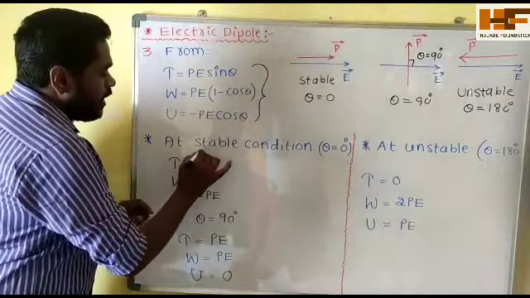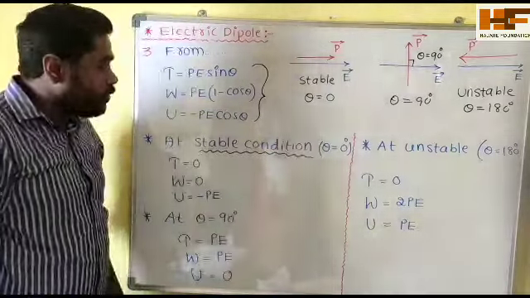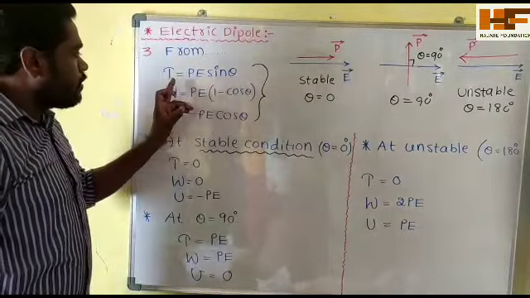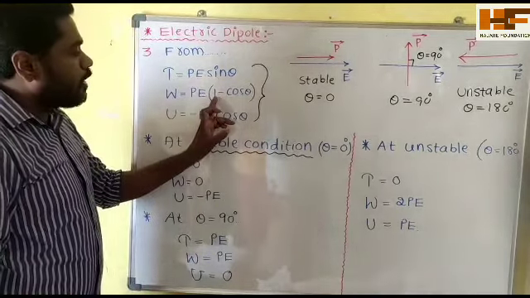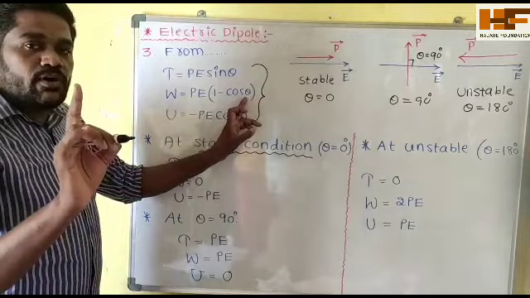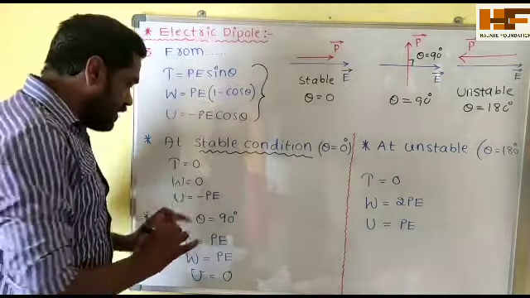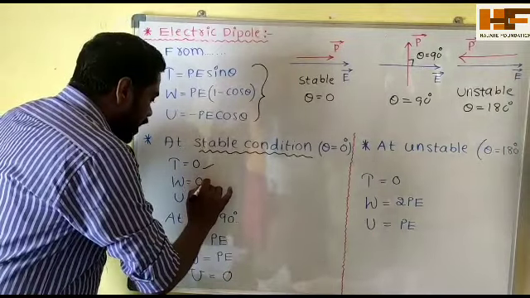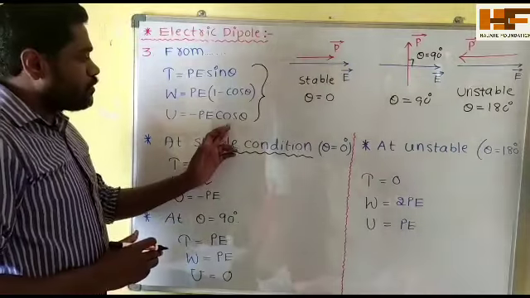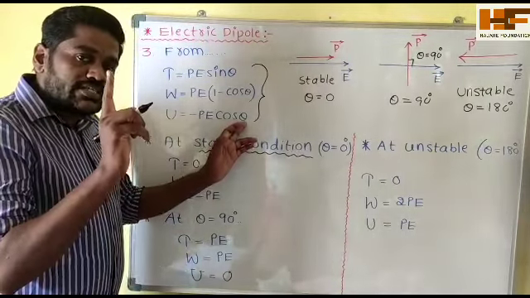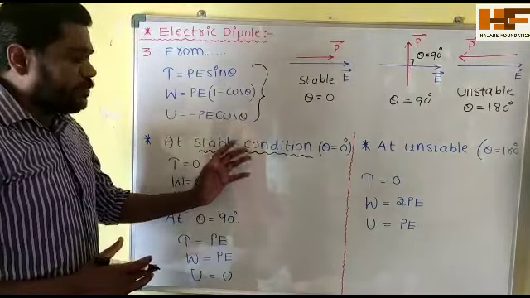At the stable condition, theta is equal to 0. When you substitute theta is equal to 0, tau becomes 0. Now work: you substitute 1 minus cos 0. Cos 0 value is 1, and 1 minus 1 is 0. 0 into anything, work is also 0. Torque is 0 and work is 0. Therefore U is equal to minus Pe cos theta; cos 0 value is 1, and 1 into minus Pe gives minus Pe in the stable condition.